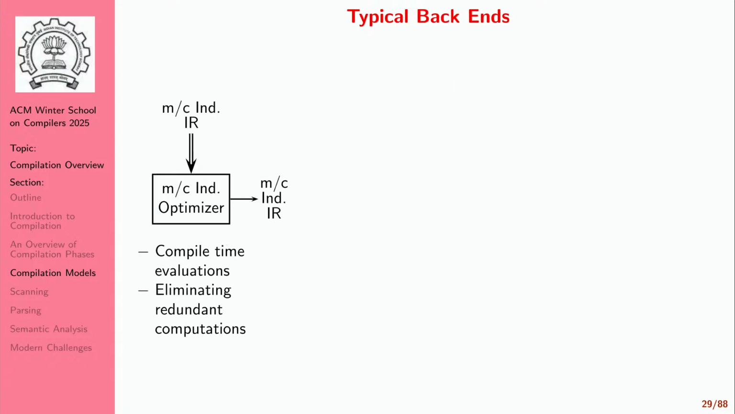Let's look at typical backends. As I said, this is a machine independent intermediate representation, and this is a machine independent optimizer. Here it doesn't change the level. The level of the IR is still the same. So you're reading an IR in one language and producing a program in the same language, but in the process, what are you doing? You're looking at what evaluations can be done at compile time. You're looking at how to eliminate redundant computations. These are examples of a very broad category of optimization. Most optimizations fall in one of these two categories.